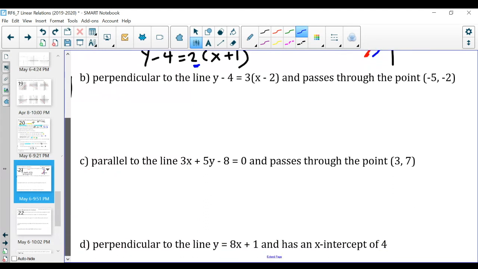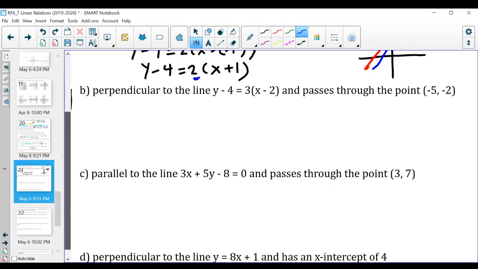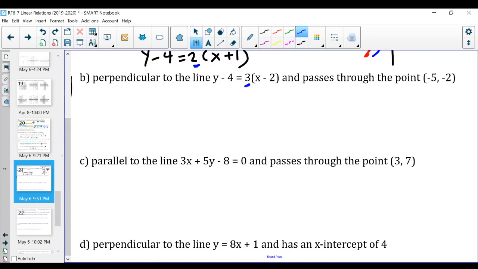Next, we're going to look for a line that's perpendicular to this line, y minus 4 is equal to 3 times x minus 2, and it passes through the point negative 5, negative 2. So first of all, I hope you guys noticed that the slope is a positive 3 for the original line. So that means that our perpendicular slope has to be negative 1/3. We're also told that it passes through the point negative 5, negative 2. So that means that my x1 is negative 5 and my y1 is a negative 2.